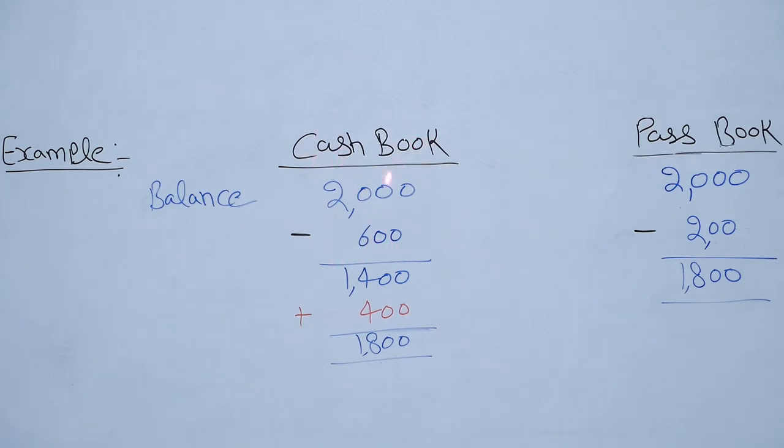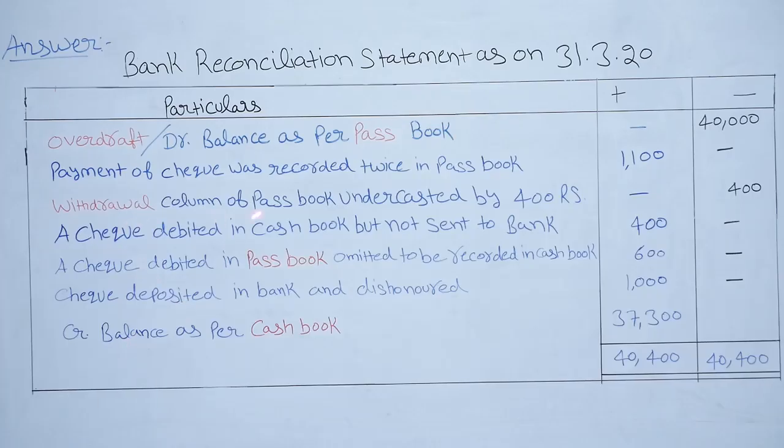So as per cash book, balance is 1400. As per passbook, balance is 1800. And we have to follow passbook balance. We will make 1400 to 1800 by adding 400 rupees. But here the question is started from passbook, so all rule will be reversed. So now we will deduct 400 rupees.